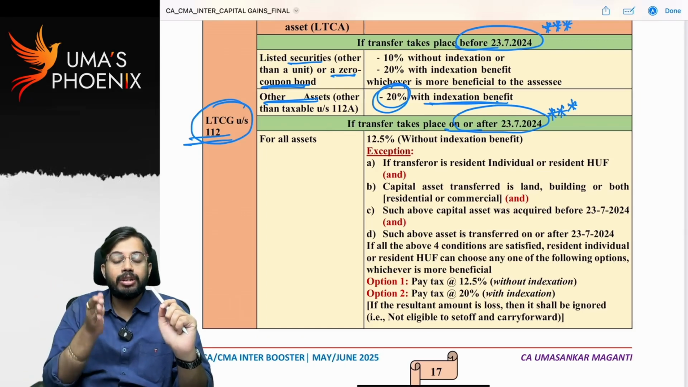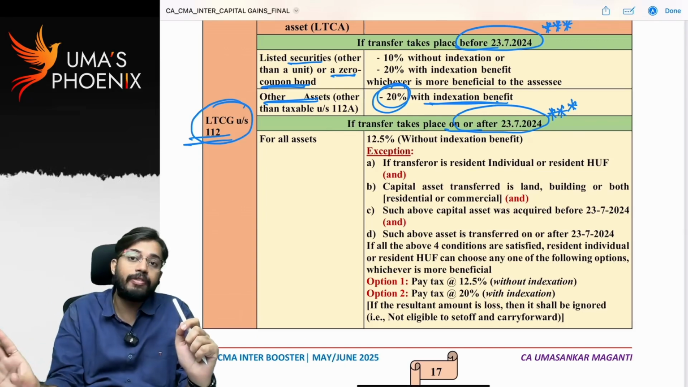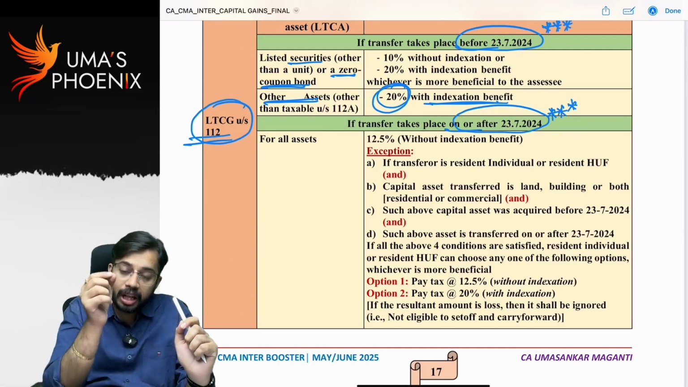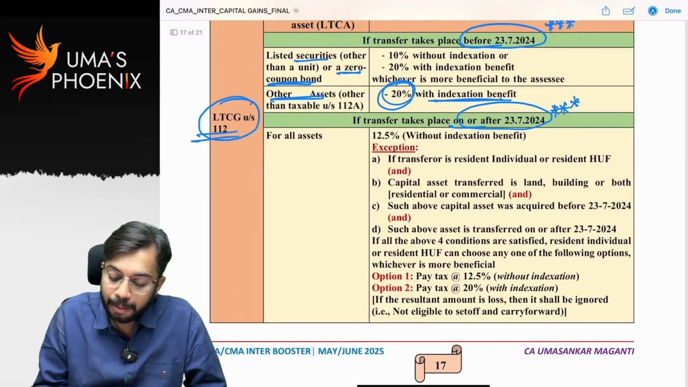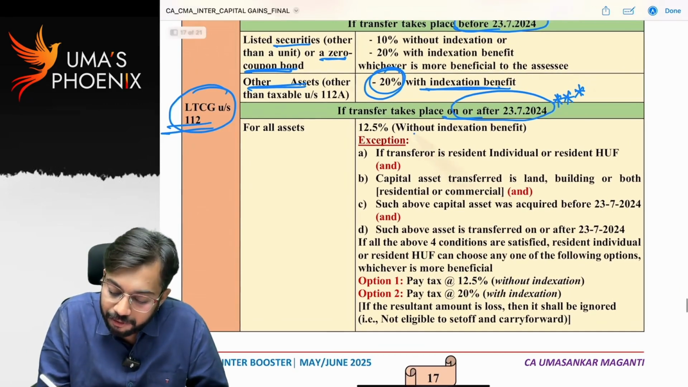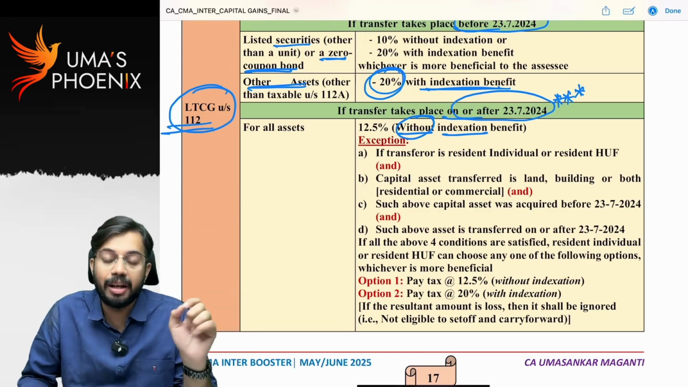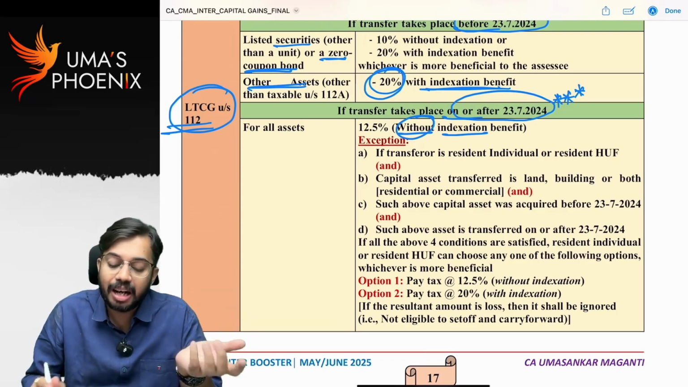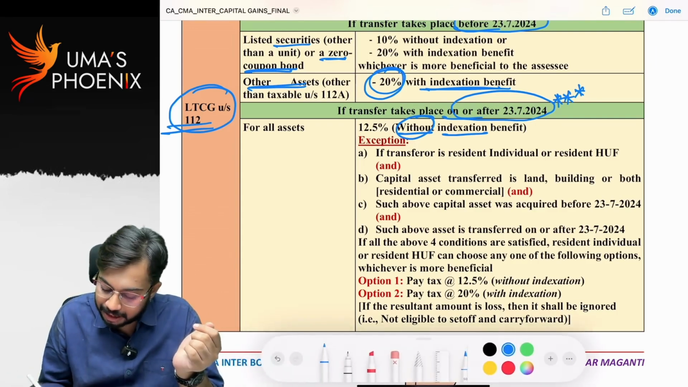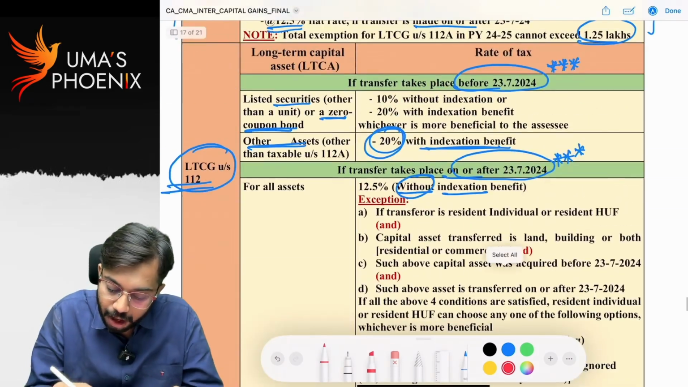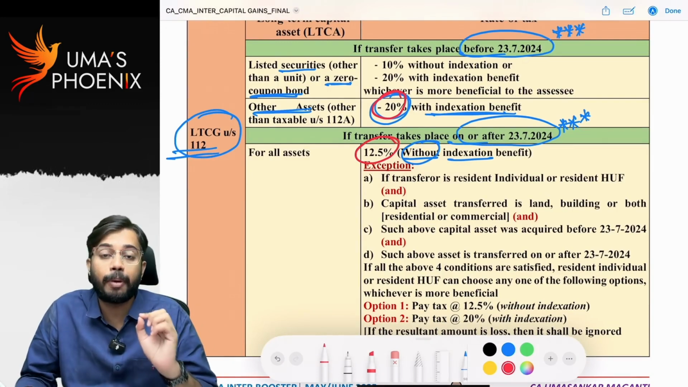So from 23rd July 2024 onwards, even for long-term capital asset also, indexed cost of acquisition is not allowed as deduction, only cost of acquisition is allowed as deduction. So from 23rd July 2024 onwards, indexation benefit is not available. As indexation benefit is not given, tax rate was reduced. Before 23rd July 2024, what is the tax rate? Tax rate is 20%. On or after 23rd July 2024, tax rate is 12.5%.